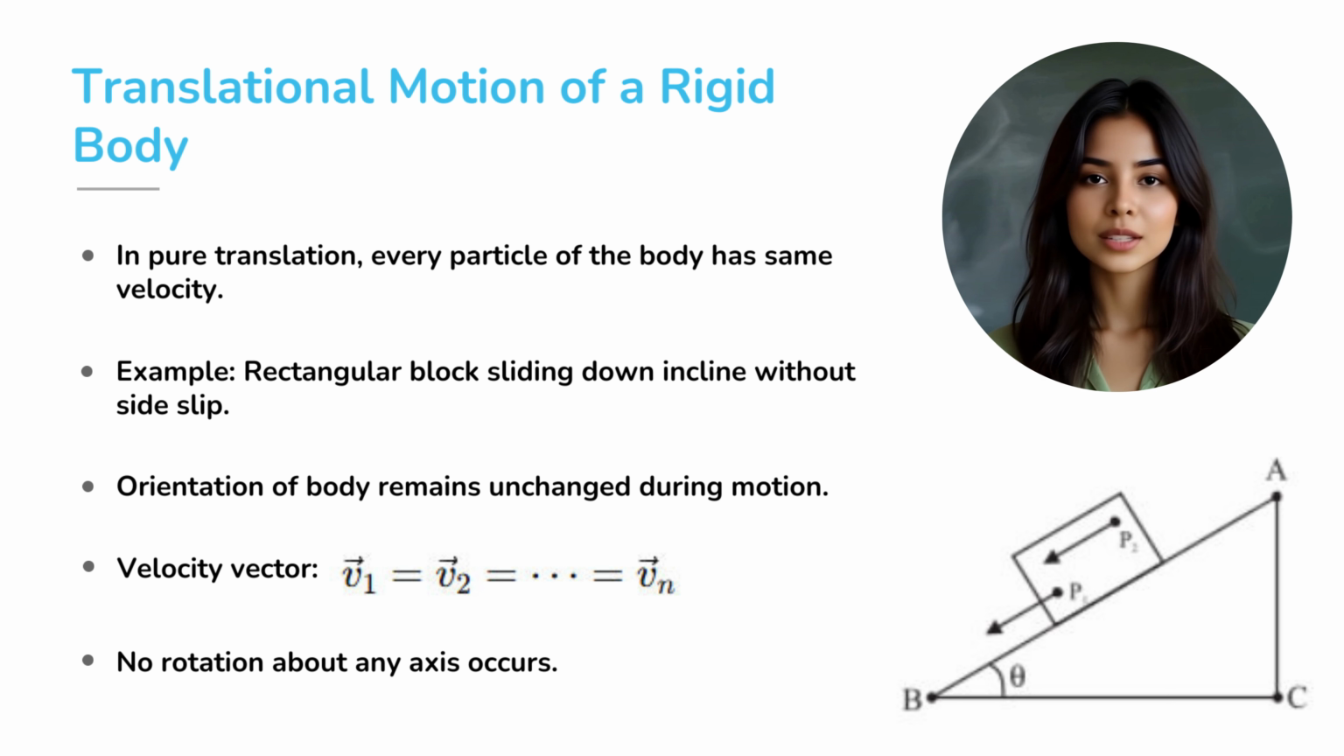Mathematically, we'd say the velocity of particle 1 equals the velocity of particle 2 equals the velocity of all particles at that instant. It's like when you carry a tray of glasses across the room steadily. Everything moves forward together without rotation. That's the beauty of pure translation.